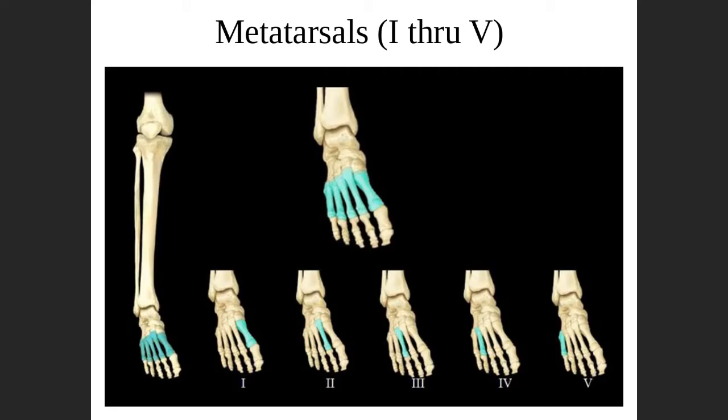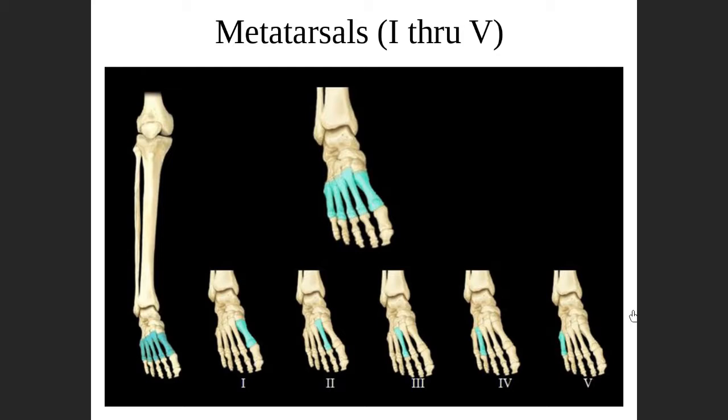So let's take a peek at the metatarsals. Here you can see them. This first bone by the big toe is metatarsal number 1. You can see it listed here. Metatarsal 1, second toe, metatarsal 2, and so forth and so on. And then the last one is metatarsal number 5.